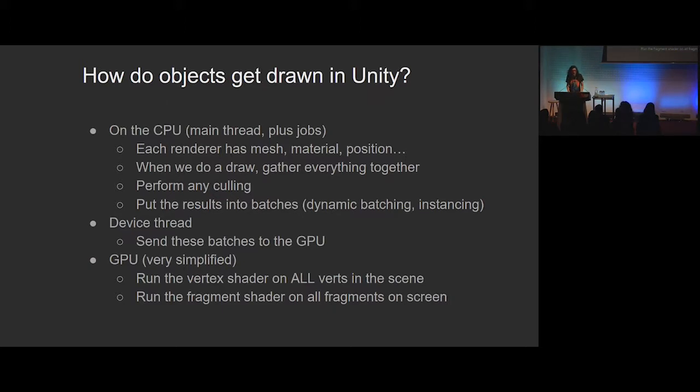Then we're going to have some kind of device thread, which is going to go, cool, now that we've calculated everything, I'm going to be talking to the GPU and waiting for it to finish, and it's going to send all those batches across. And then on the GPU, at a very simplified level, it's going to have to process all the vertices, so it's going to run once on every vertex for all your vertex shaders, and it's going to run once on every fragment, which is potentially going to make it to screen as well. And we'll go into that in a little bit more detail.